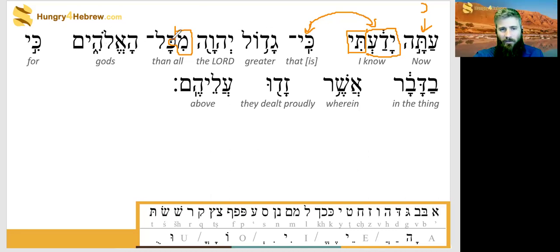It's probably because of stuff like this that Judaism thinks that Jethro might have converted, but I don't know. There's some controversy behind that. Ki. Now, is this because or content?